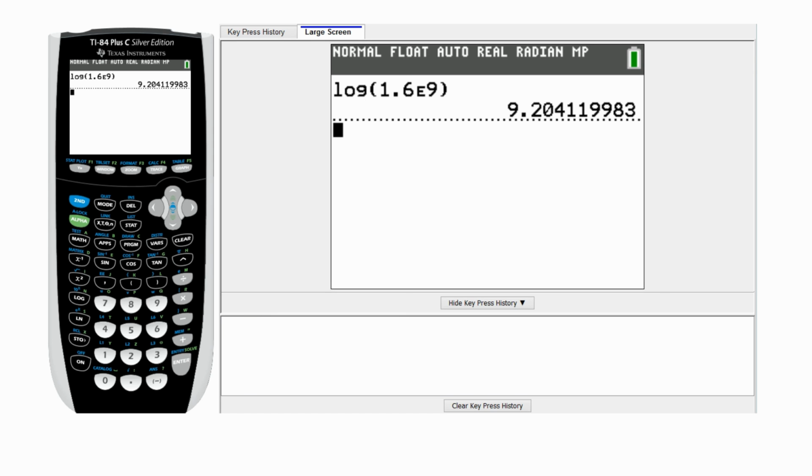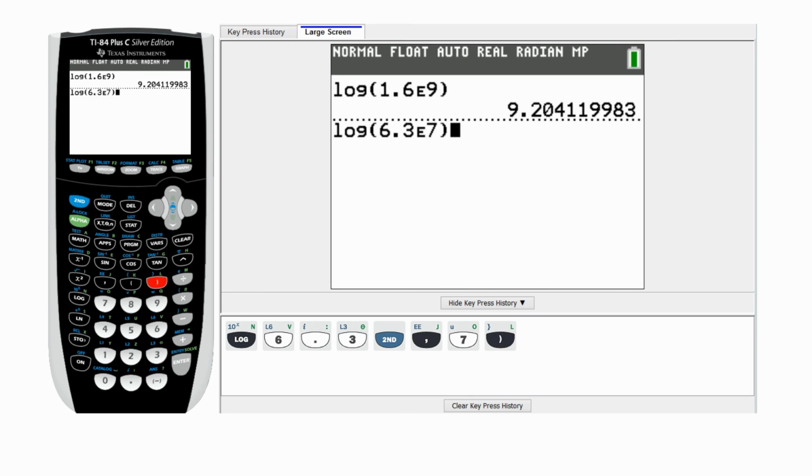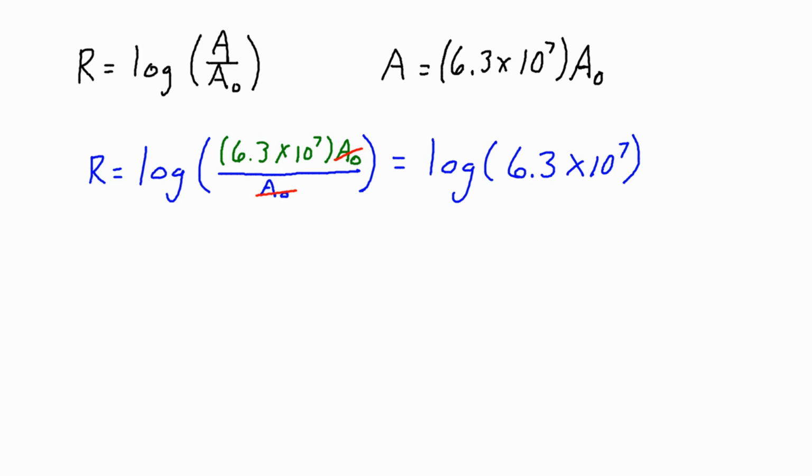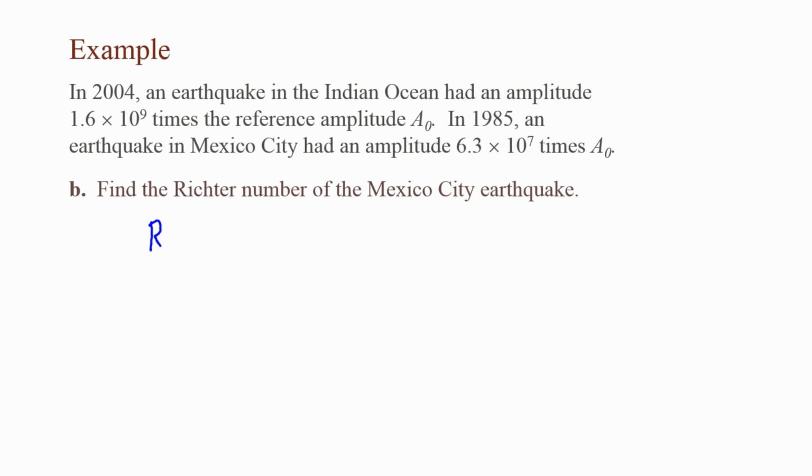Calculating, we type log 6.3 E 7, enter, and we get 7.799340549, which rounds to 7.8. R equals 7.8. So the Richter number for the Mexico earthquake is 7.8.